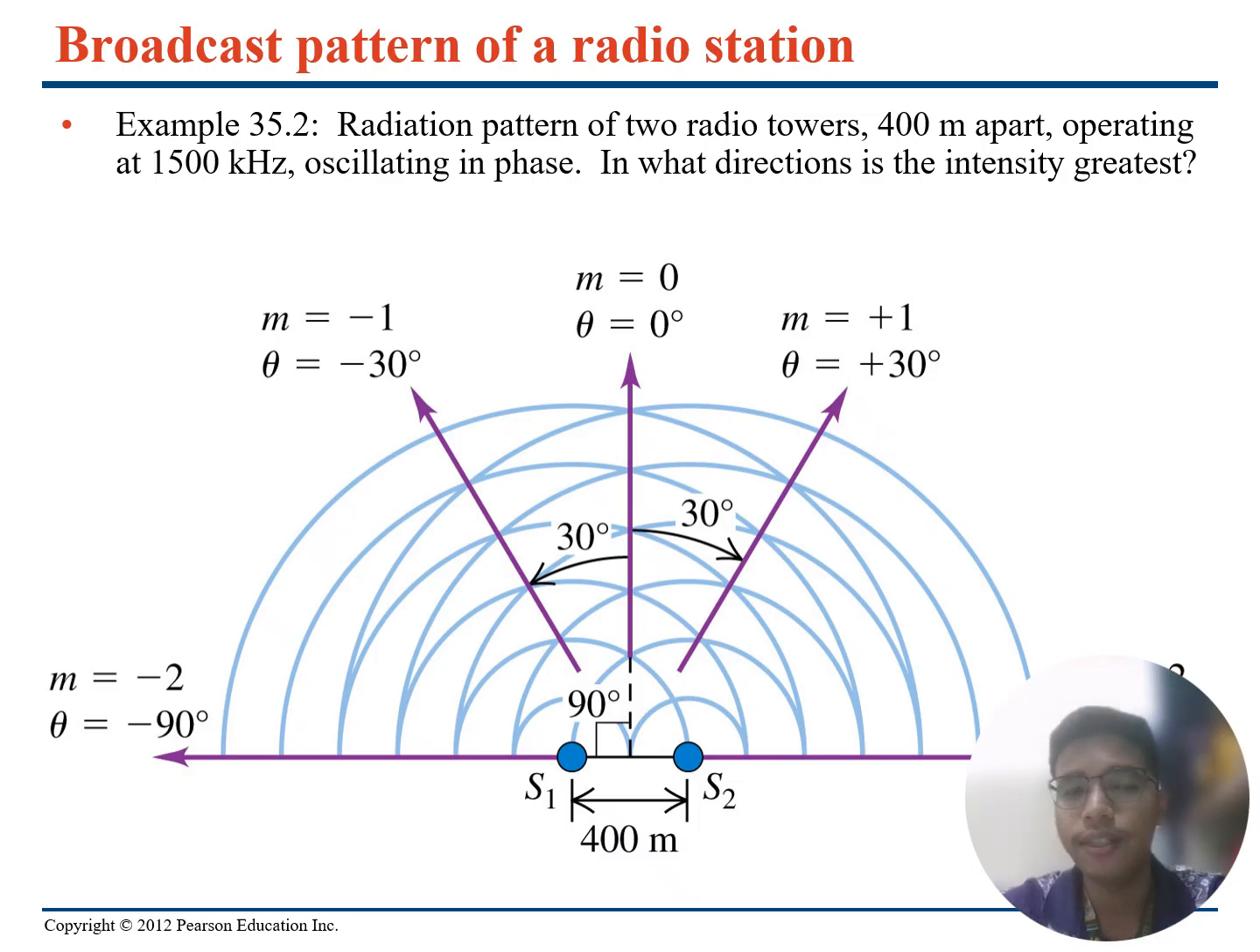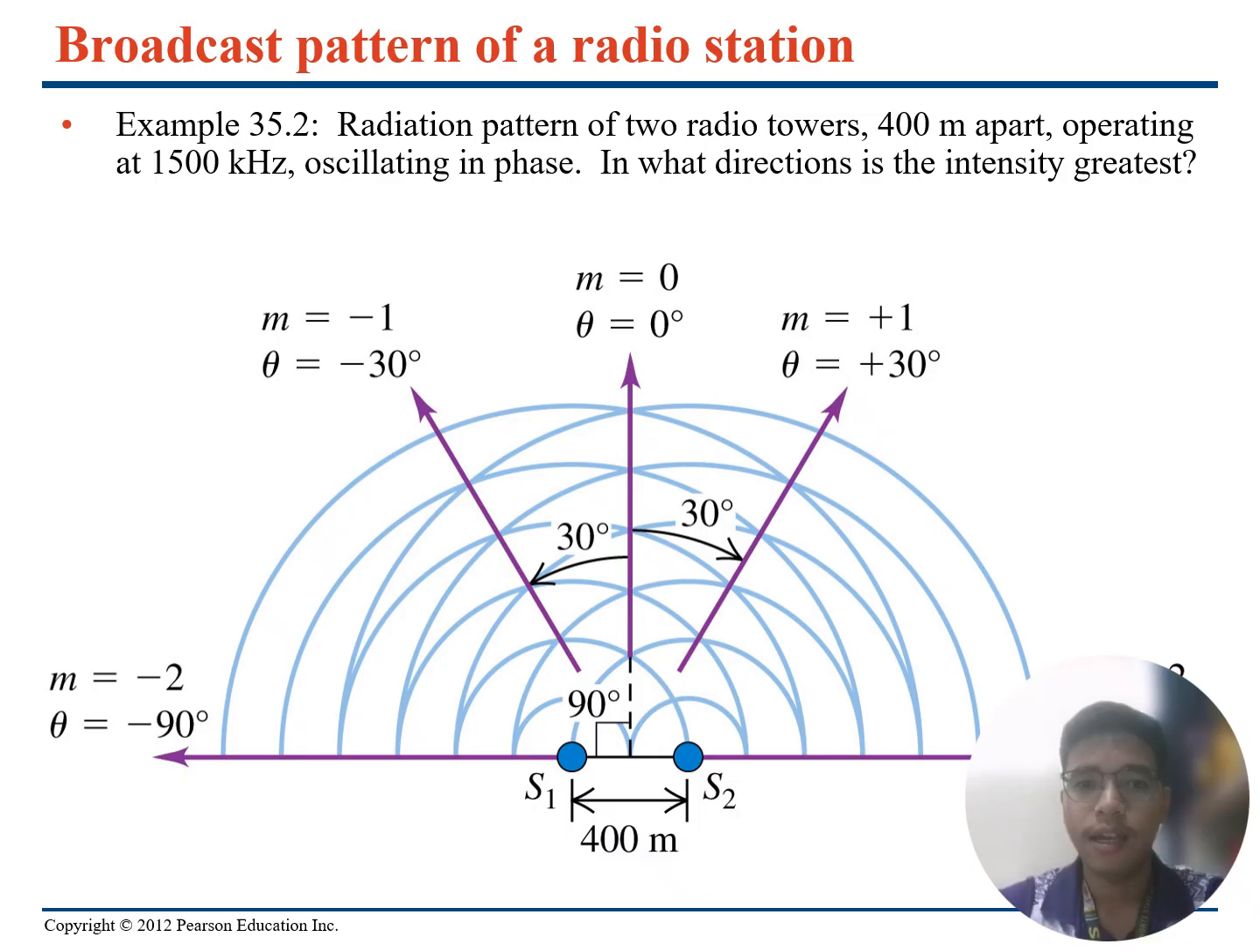So, as you can see here in this slide, it demonstrates that interference is not limited to visible light but occurs throughout the entire electromagnetic spectrum. In this example, two radio towers separated by a distance of 400 meters emit radio waves at a frequency of 1500 kilohertz while oscillating in phase. As the waves travel outward, they overlap and interfere with one another, producing regions of constructive and destructive interference.